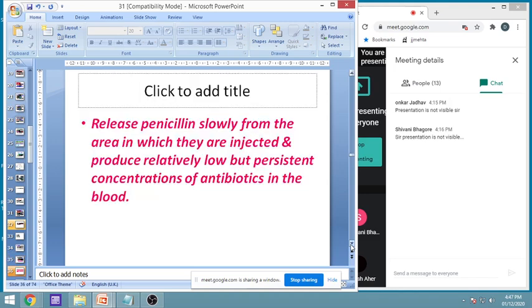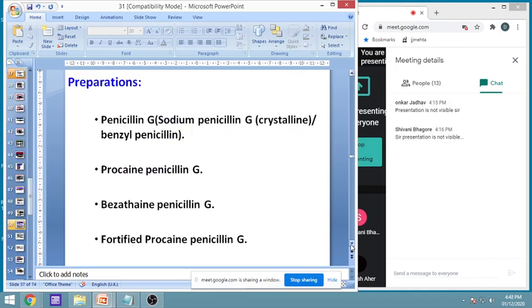because as you increase the number of drugs, it increases the chances of adverse effects. Penicillins released slowly from the area in which they are injected produce a relatively low but persistent concentration of antibiotic in the blood. Various penicillins include penicillin G, that is sodium penicillin G, crystalline penicillin or benzyl penicillin, procaine penicillin G, benzathine penicillin, and fortified procaine penicillin G. These are various preparations. As I told you, all these are parenteral in nature.